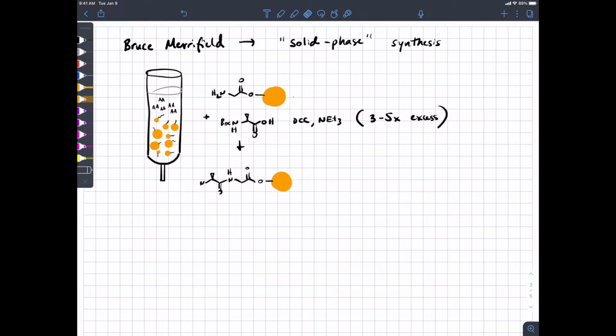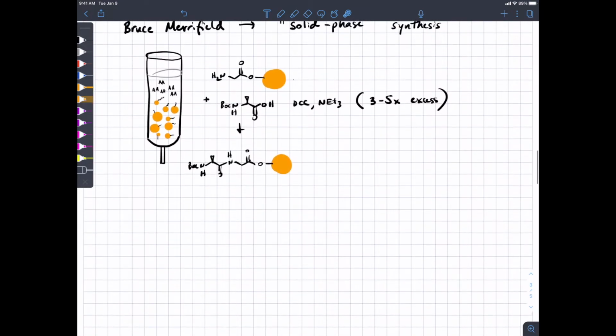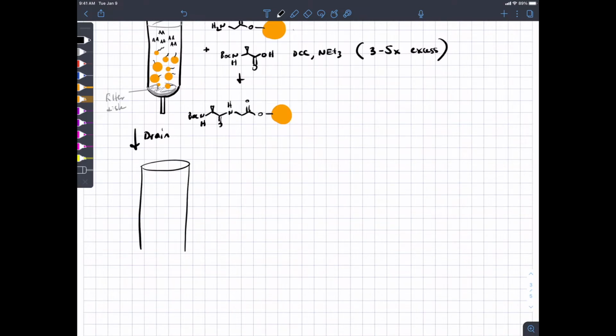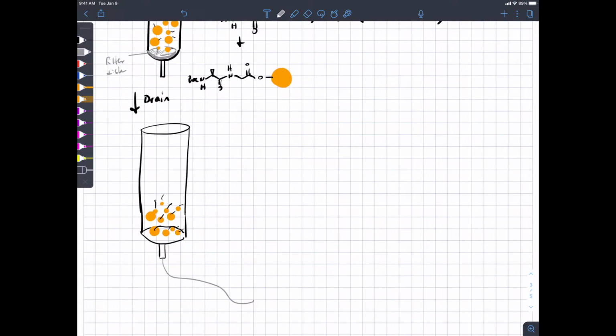But then at that stage, rather than have to worry about purification, because your desired product is attached to this macroscopic bead, you simply put a filter disc at the bottom of this flask, and the filter disc has pores that will let out the stuff that's in solution, but not the macroscopic beads. So you're going to drain off the solution, and what you'll be left with is your reaction vessel with your filter disc at the bottom and all of your peptide containing beads, but none of your excess amino acids. That gets filtered out and washed away.